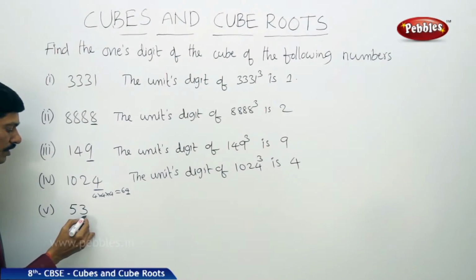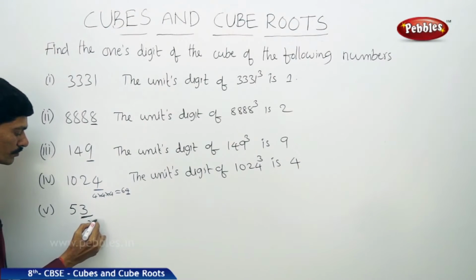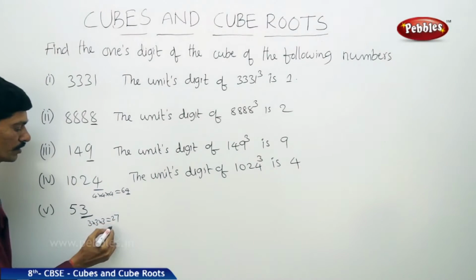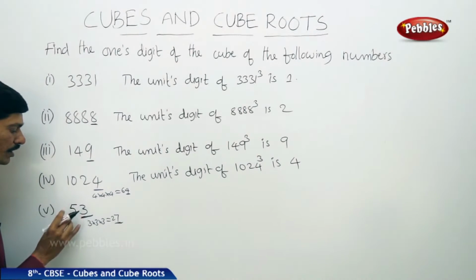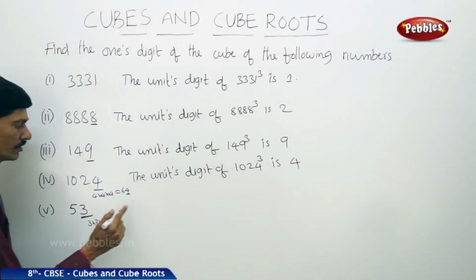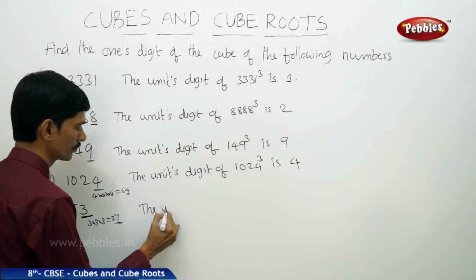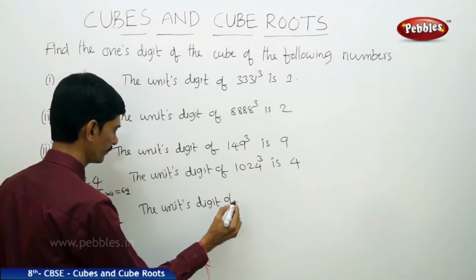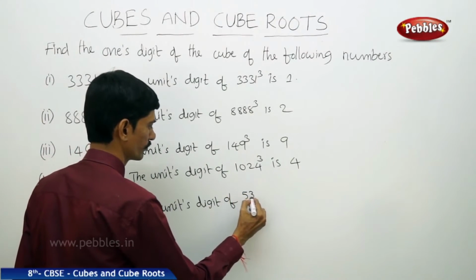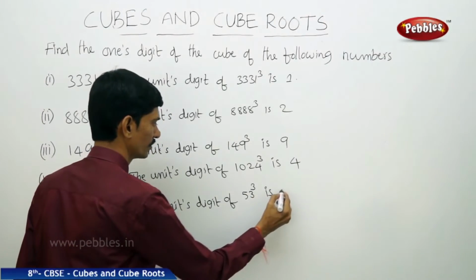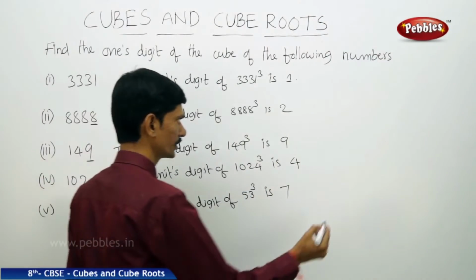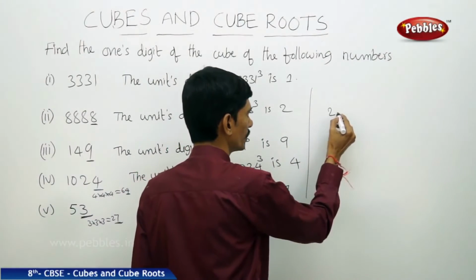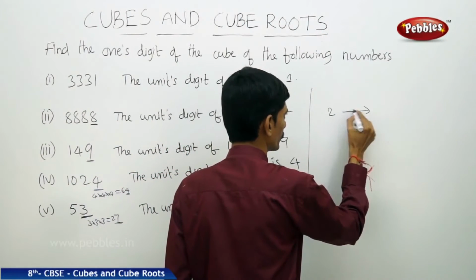Next, what is the units digit of 53 cube? First, what is the units digit of the given number? It is 3. Then what is 3 into 3 into 3? 27. The units digit is 7. So if a given number ends with 3, then its cube ends with 7. So the units digit of 53 cube is 7.